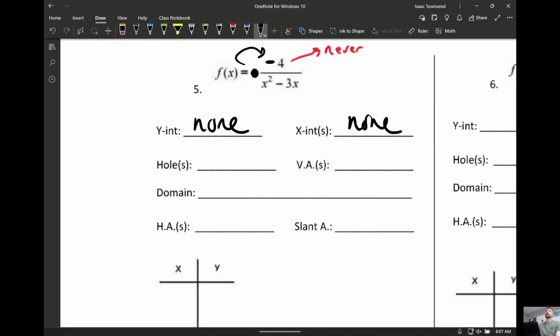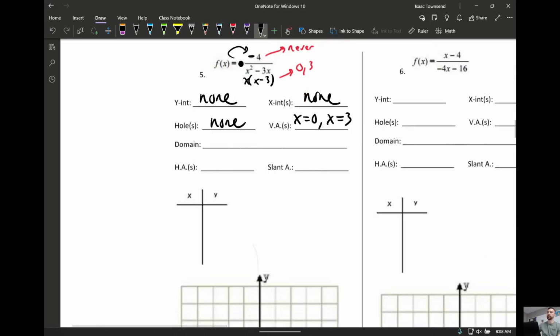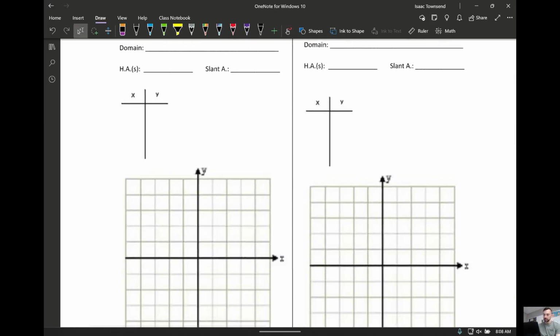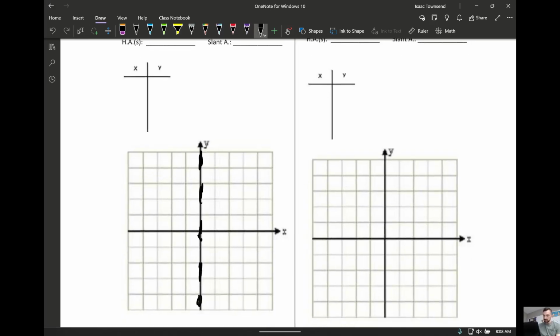Holes are going to be numbers that make the numerator and denominator equal to 0, but if nothing makes the numerator 0, then you can't have any holes. Vertical asymptotes are going to be numbers that make just the denominator equal to 0, which would be 3 and 0. So that's really the first thing, one of the few things you could put to your graph. X equals 0 is an asymptote, and x equals 3 is an asymptote.